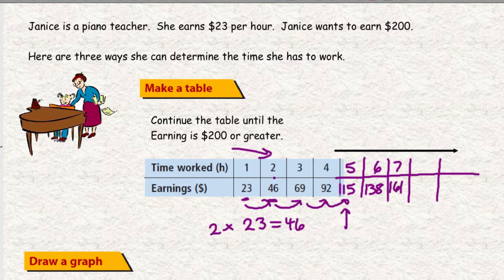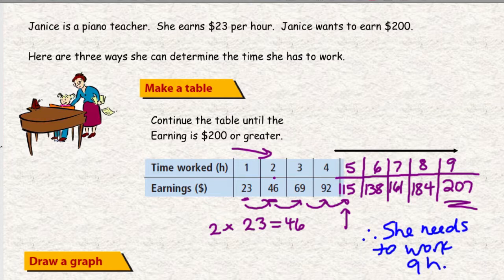Okay, I'm getting closer to my $200. 8 is $184. I'm really close now. What if I worked 9 hours? I'd have $207. So this is one way to figure this sort of question out. At home, just in day-to-day life, we try and figure this out, and okay, I'd have to work about 9 hours in order to make $200. You'd get a little bit extra, actually. But I don't think 8's enough, and 9 is a little too much, so you'd be safe to work 9 hours. Therefore, she needs to work 9 hours, and that's just kind of a rough estimate.